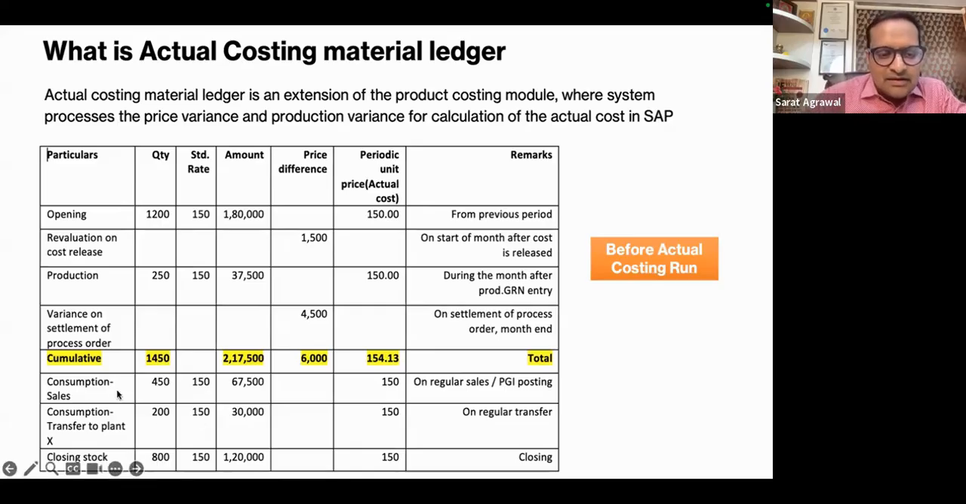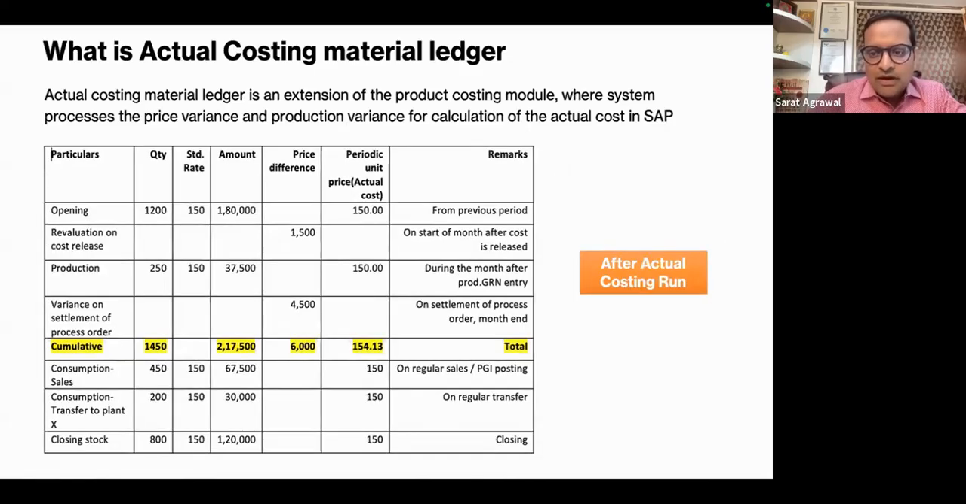Now, these are the consumption data where 450 quantities are sold, 200 quantities are transferred to the next plant or next process, and 800 quantities remain in the closing stock. Before the actual costing run, all these quantities are valued with the standard cost, that is 154. But at the same time, my calculated actual cost is 154.13.